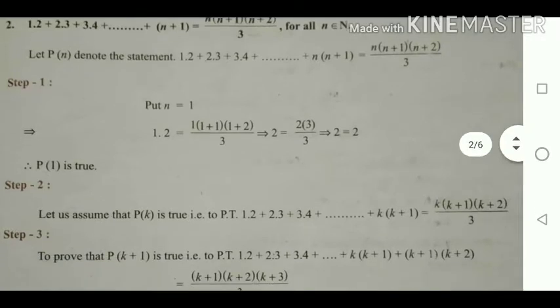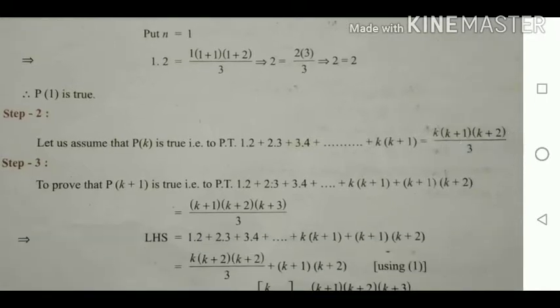Put n equal to 1, the first step. Then if n equal to 1, then n into (n plus 1) becomes 1 into (1 plus 1), that is 1 into 2, equal to 1 into (1 plus 1) into (1 plus 2) divided by 3. In the place of n I am substituting 1. We are getting 2 as answer. 1 into 2 is 2, right hand side also it is 2, we are getting the same answer. Therefore P of 1 is true.